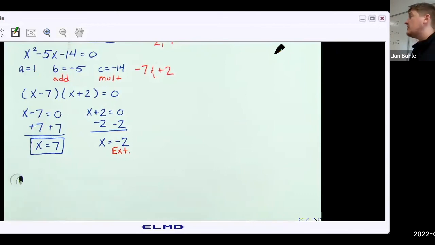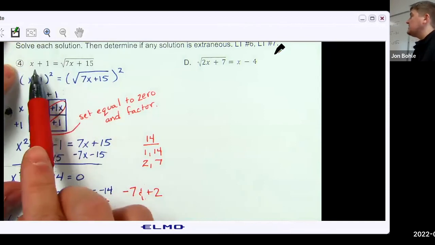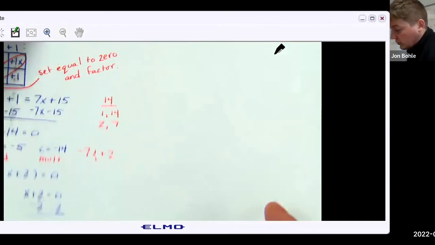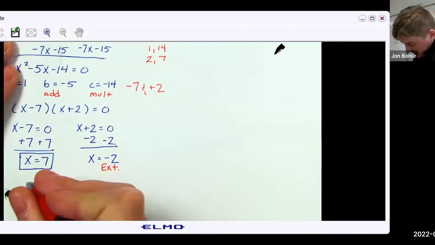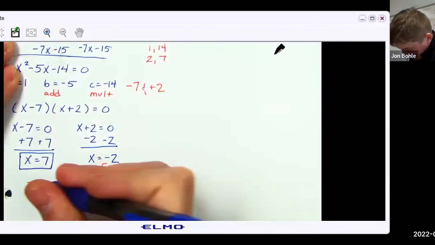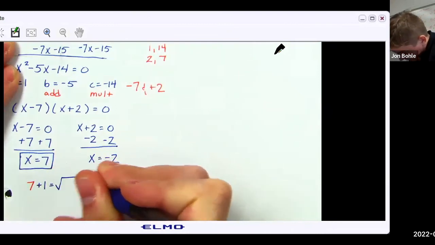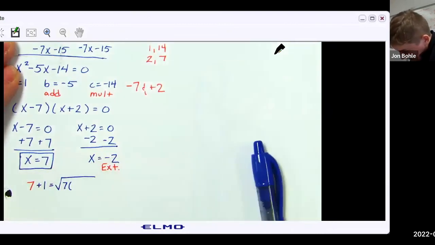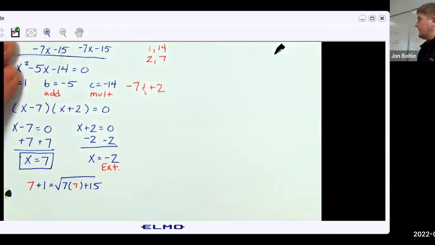Okay, so you can check it with the graphing calculator like that. You can also check these by hand. Okay, so you can check this by hand by plugging in x is 7 in the first one. So we have 7 plus 1 is equal to the square root of 7 times 7 plus 15. 7 plus 1 is 8.